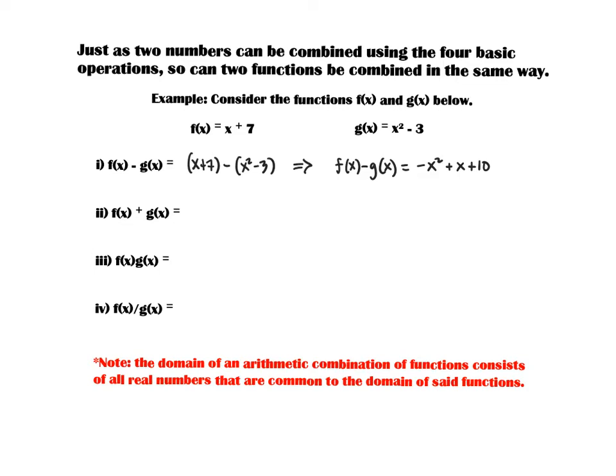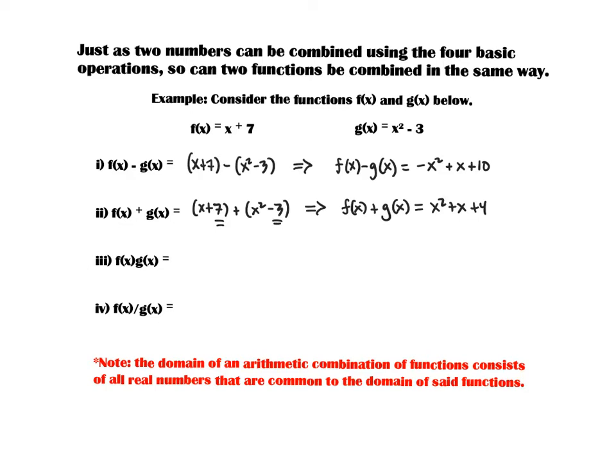Okay, f of x plus g of x would be the same expressions, x plus 7 plus x squared minus 3. Using our skills with algebra and combining like terms, the only like terms I see are 7 and negative 3. I'm going to get x squared plus x plus 4. Two very different functions just by adding and subtracting.